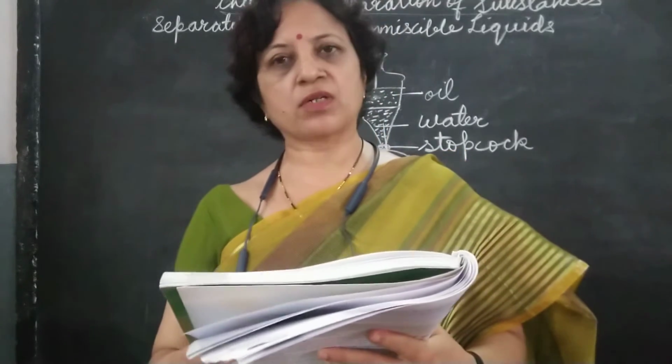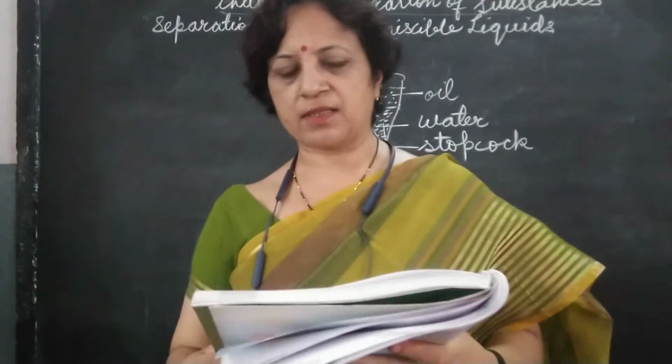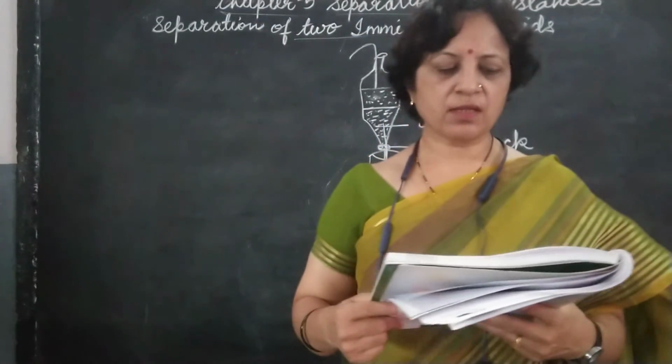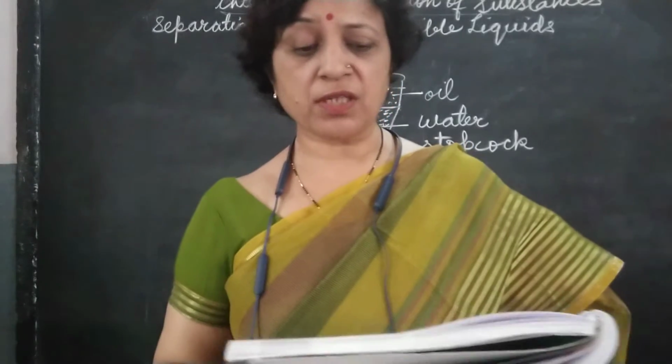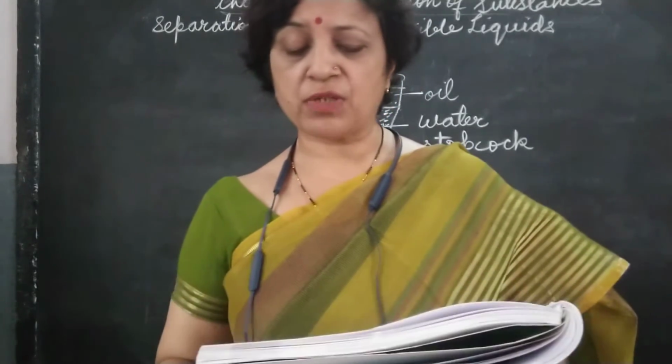Solution. A homogeneous mixture of two or more substances is called a solution. The substance which is present in smaller amount is called solute, and the substance present in larger amount is called solvent. Solutions are of two types, saturated and unsaturated. Saturated solution: a solution in which no more solute can be dissolved at a fixed temperature is called a saturated solution.